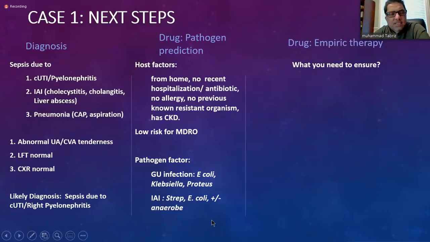This is a hospitalized patient. This is somebody that you are seeing in the emergency department or in your general ward. What you need to make sure. Anybody wants to volunteer?